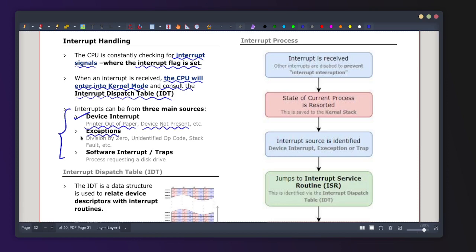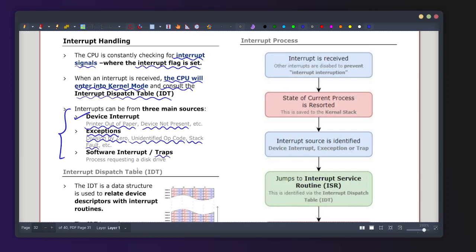Exceptions are software errors. Basically, when you try to divide a number by 0, when you try to execute an instruction that the CPU doesn't understand, when you run into something called a stack fault, those are software-based errors which might also cause interrupts. And then there are things called traps, which are software not undergoing errors, but software requiring attention besides their normal process.